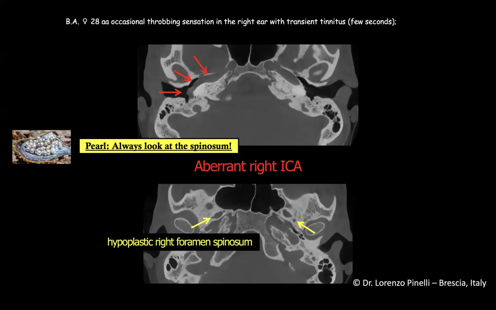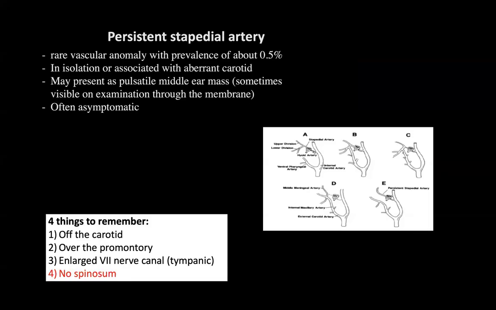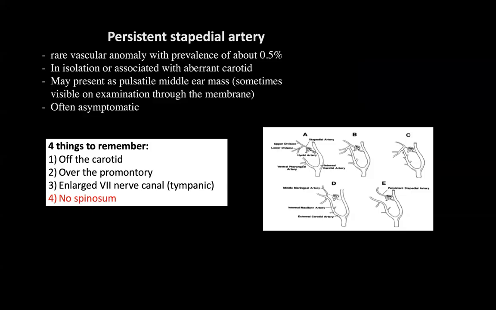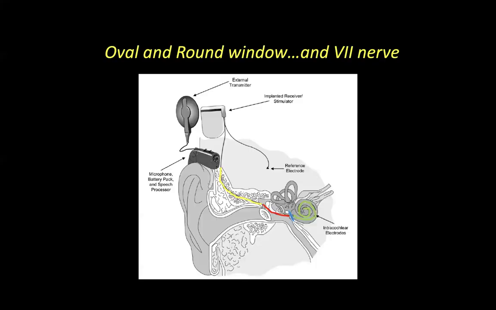But it's very, very important that you look at the rest of the skull base, in particular the foramen spinosum, because sometimes it's very difficult, especially if you don't have a cone beam CT, to demonstrate a small isolated stapedial artery. And these are the different kinds of stapedial artery that you can have. But the most important thing is that it comes off the carotid over the promontory. Sometimes it can present as an enlarged seventh nerve canal in its tympanic component. The most important thing is that there is no spinosum.